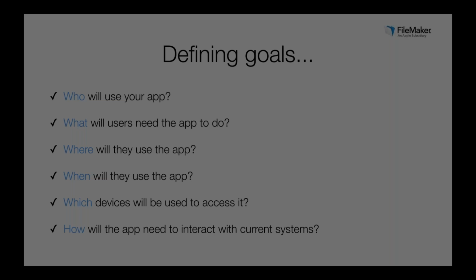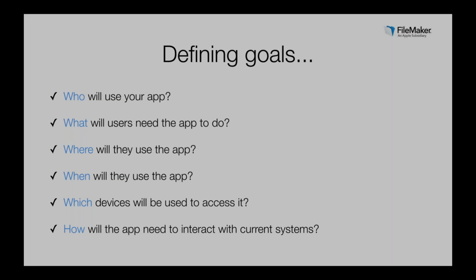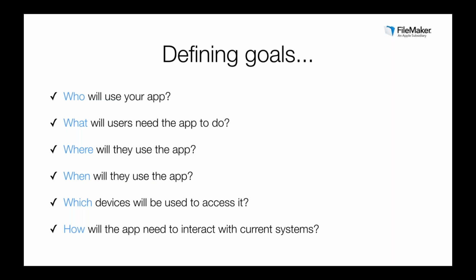Okay, so now I've talked about how things work now and to a certain degree why they might be that way. The next section in the plan guide is all about guiding you through a methodology for defining how things will need to work in the future. Who will use your app? What will the app need to do? Where will they use the app? When will they use the app?